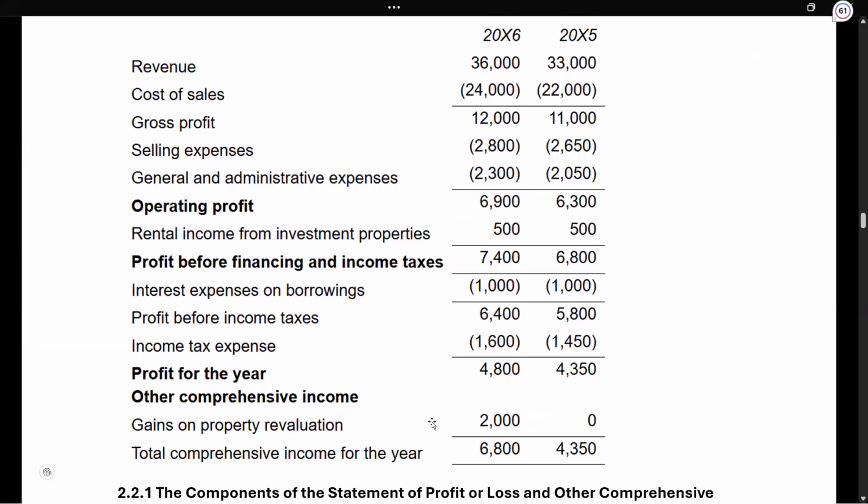You could take a snapshot. Profit before financing and income taxes. Then there is interest expenses on borrowings, profit before income taxes, income tax expense, profit for the year, and other comprehensive income. This is the latest pro forma for the statement of profit and loss. Thank you, sir. You're welcome.